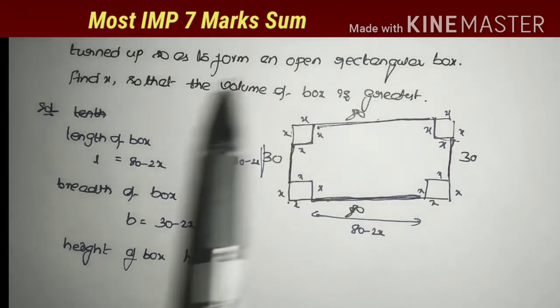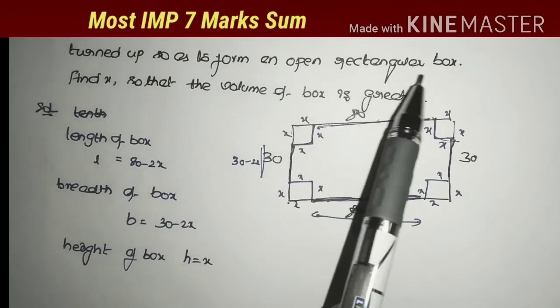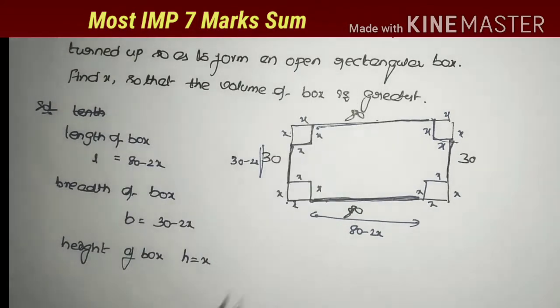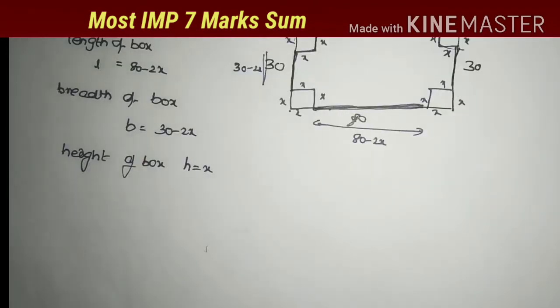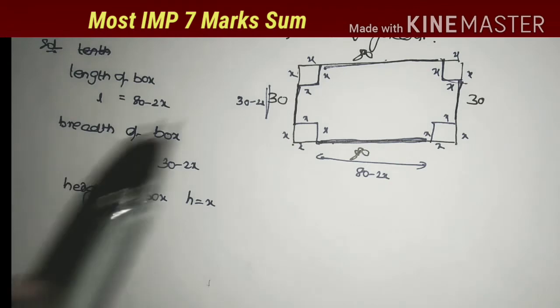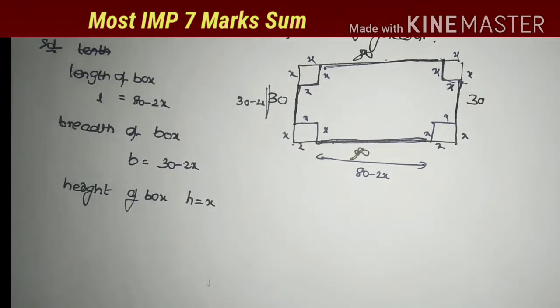Now what is the given question? So as to form the open rectangular box. So this is the rectangular box. Find x so that the volume of the box is greatest. Given that the volume of the box is greatest, then what is the value of x?